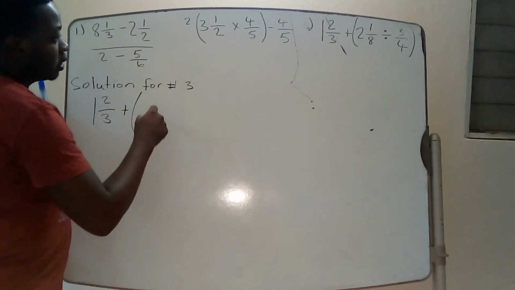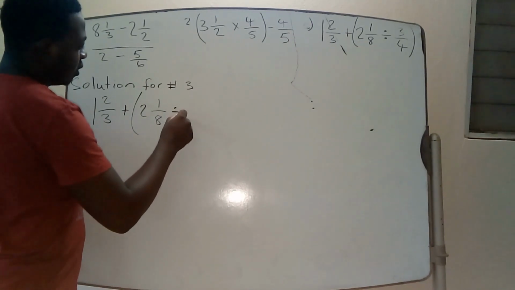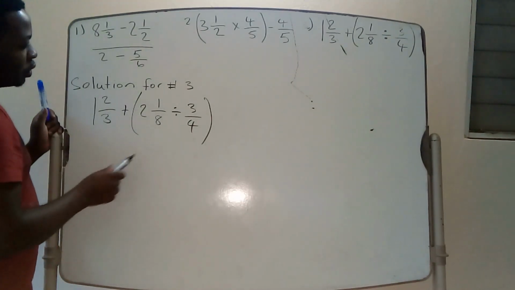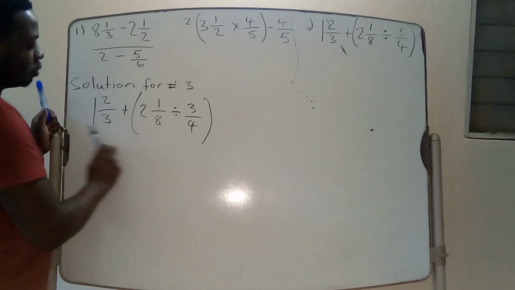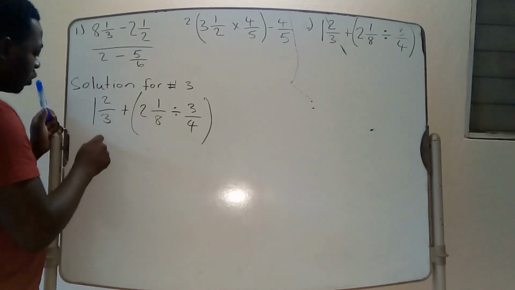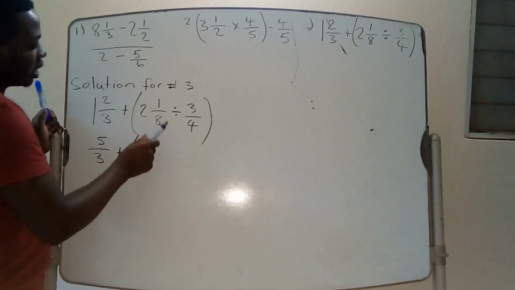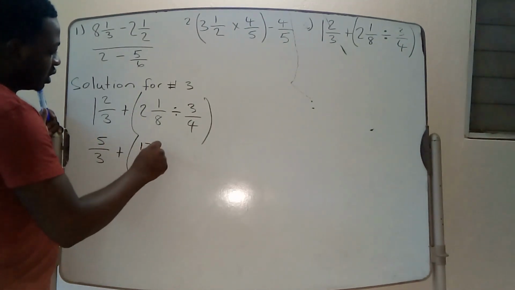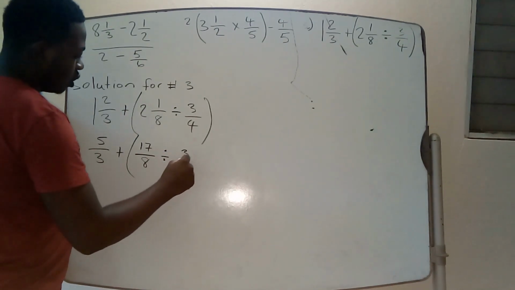plus, bracket, 2 1/8 divided by 3 over 4. Now again, we must solve what's inside of the bracket first, but we're going to go ahead and convert all the mixed numbers to improper fractions. So 3 times 1, that's 3, plus 2, that's 5, so we have 5 over 3 plus, open bracket, 8 times 2, that's going to give us 16, plus 1, that's going to give us 17 over 8, divided by 3 over 4.